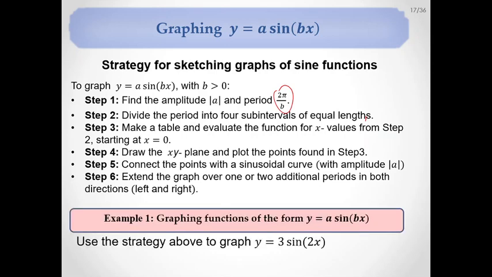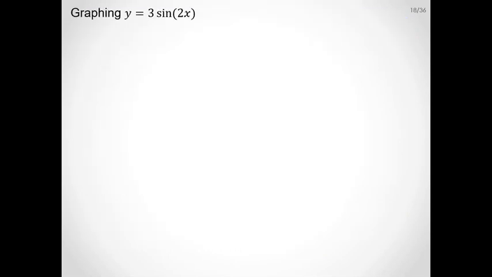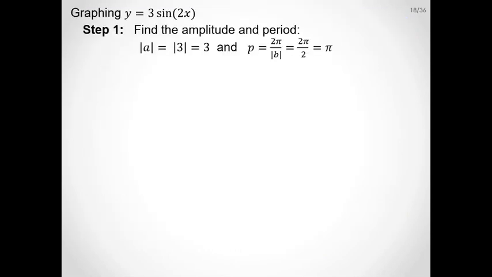Now let's look at this function. Let's sketch the graph of y equals 3 sine 2x. The first thing we can see is the amplitude here is 3. You take the absolute value, and then the period of sine 2x is 2 pi, which comes from sine, and 2 comes from here, the coefficient of x, so it will be 2 pi over 2, which is pi.